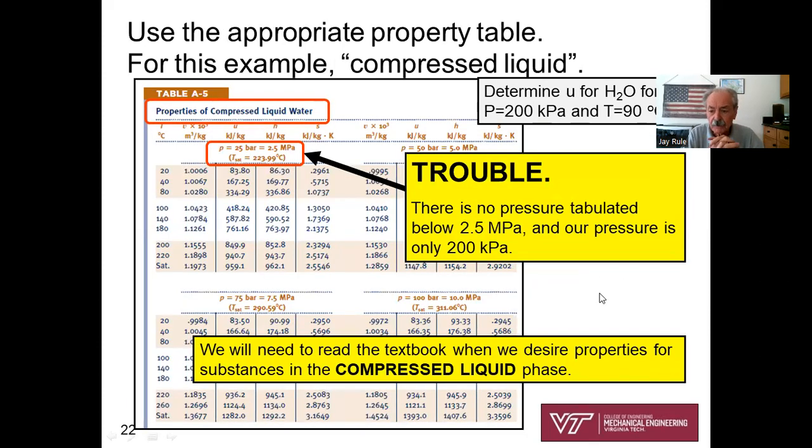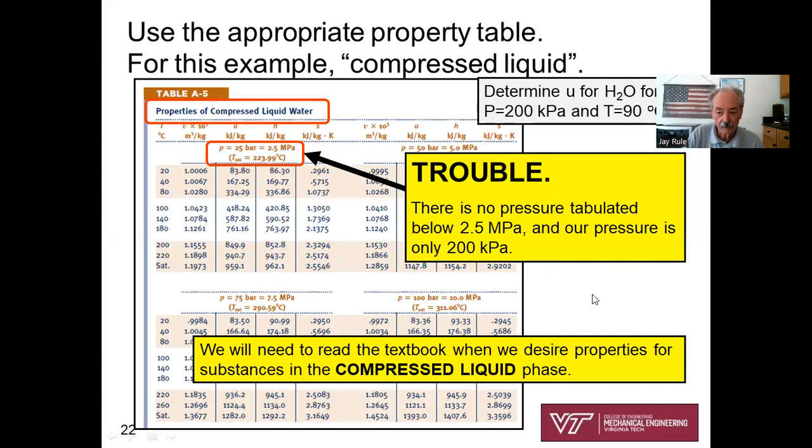So we turn in our books, we find compressed liquid water, and we think we're almost there. But the lowest pressure tabulated for compressed liquid water is 25 bars, and look, we're at 2 bars. We couldn't possibly use this table. It's the wrong pressure. Okay, what do we do? Looking at higher pressure is not going to do us any good. We need a lower pressure, and the book's not giving it to us. What are we going to do? We've got to go back and read our textbook.